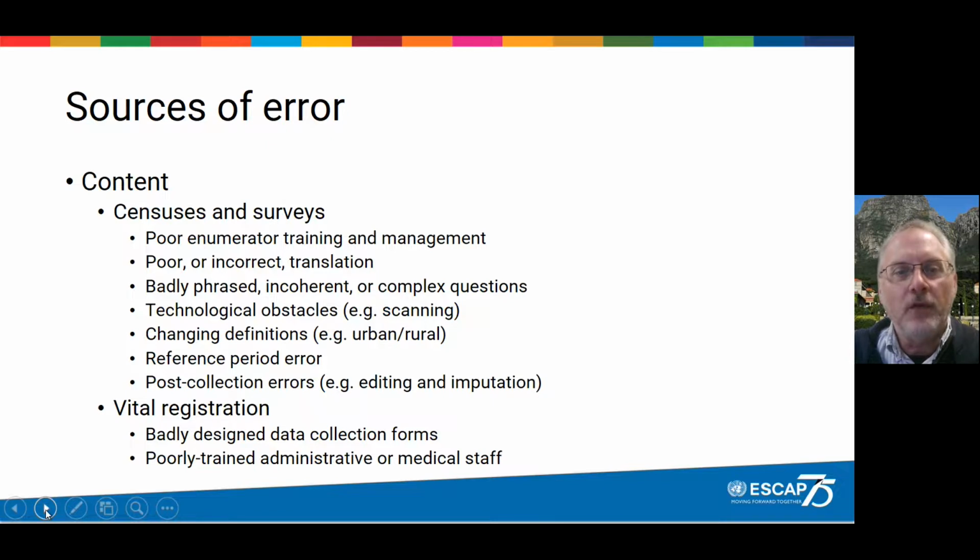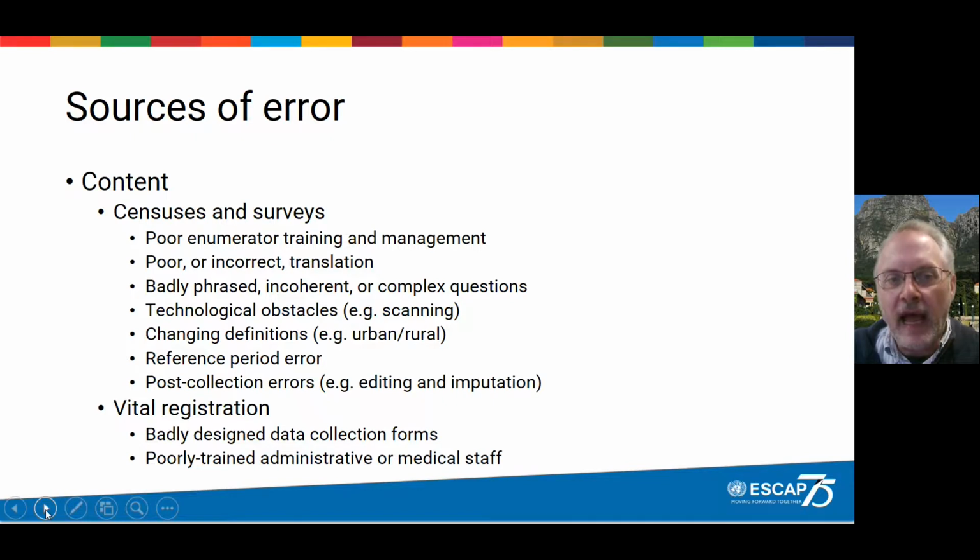More recently, with the advent of the use of scanning to capture information collected on paper questionnaires, scanning might create content error by miscoding 7s and 1s, for example. Unless the enumerators are trained as to how best to write a 7 or a 1 in such a way that it is not subject to scanning error, you might find that those problems do manifest themselves in the data.